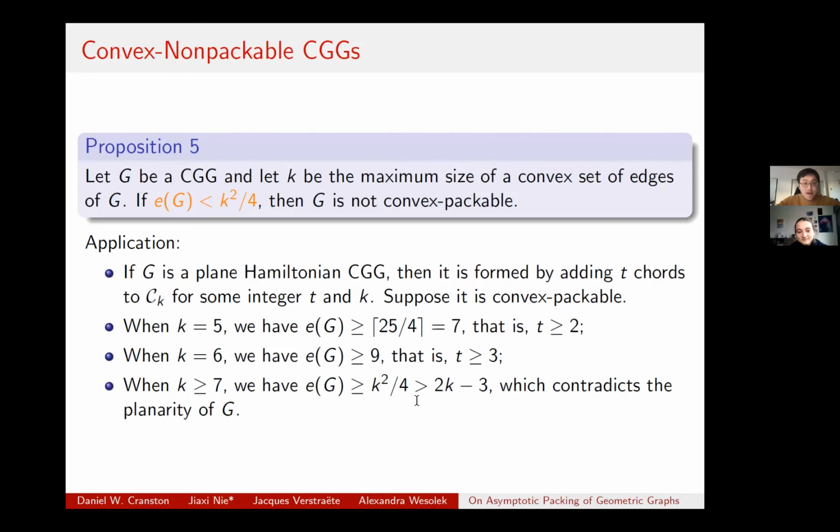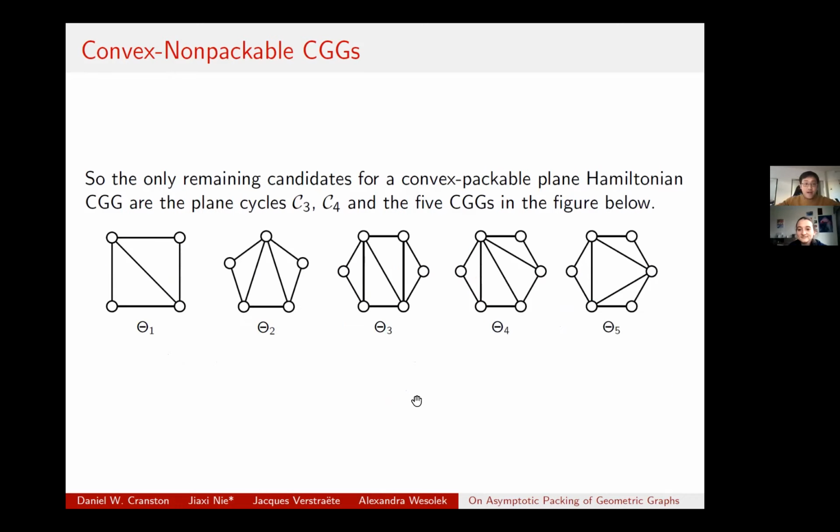Okay, so based on this analysis, the only remaining candidates for a convex packable plane Hamiltonian CGG are the plane cycles C3, C4, and C4 with a chord, which is theta 1, and C5 with 2 chords, which is theta 2, and C6 with 3 chords, which are theta 3, theta 4, and theta 5. Now we have 7 candidates, and our theorem 1 says that we have only 6 possible.